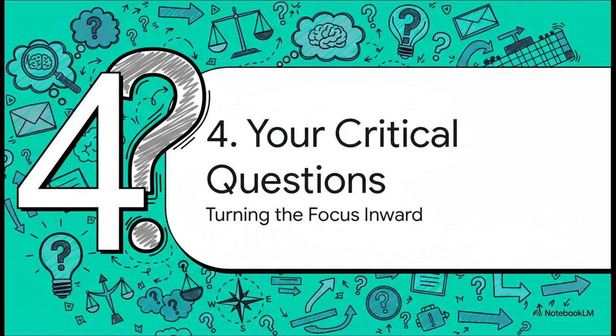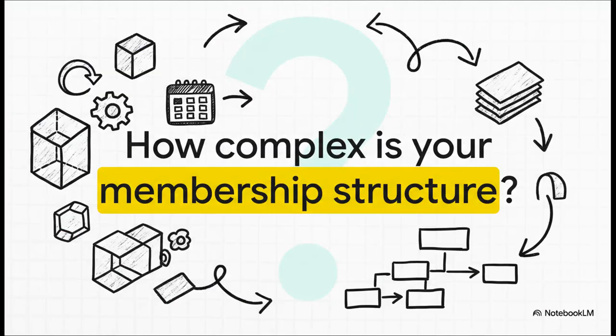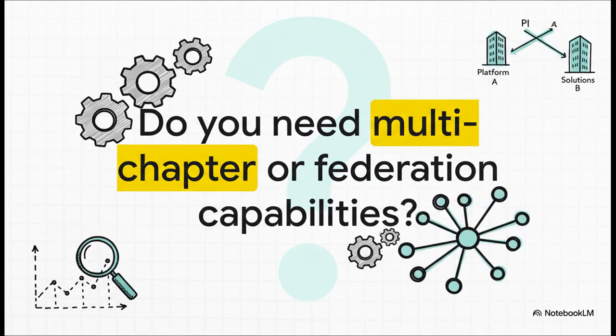Okay, now that we've laid out the entire landscape, it's time to turn the focus inward. The right choice depends completely on your answers to a few key questions. First things first, how complex is your membership structure, really? Do you have all these intricate, multi-layered tiers, complex renewal rules, and demanding tracking needs? If you do, your membership's bigger feature set might be better equipped to handle all that complexity right out of the box.